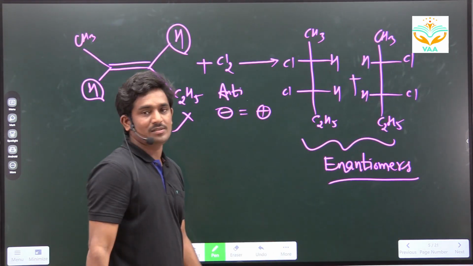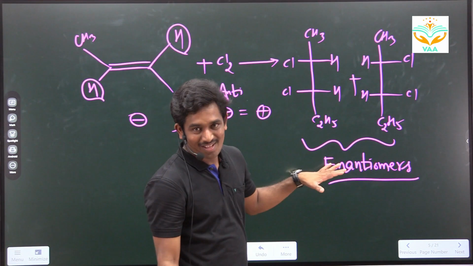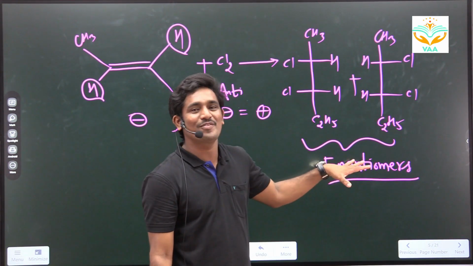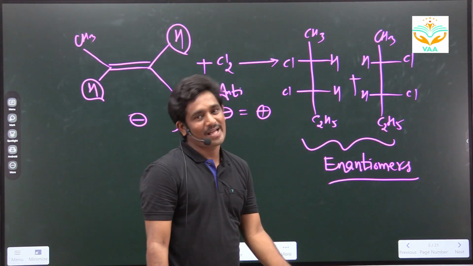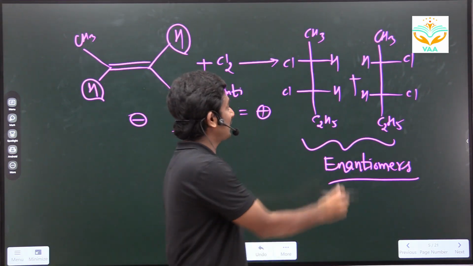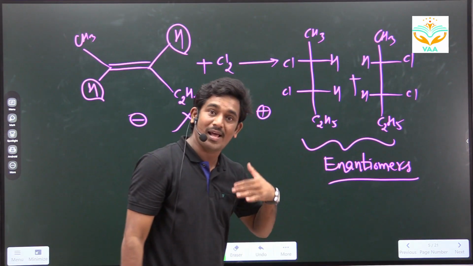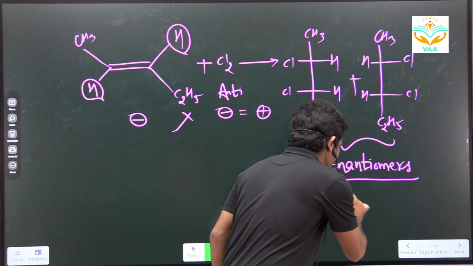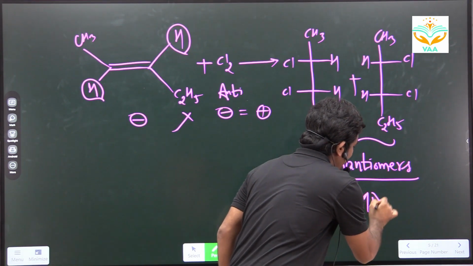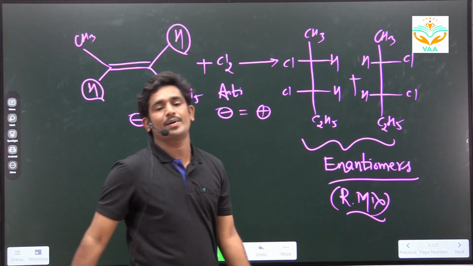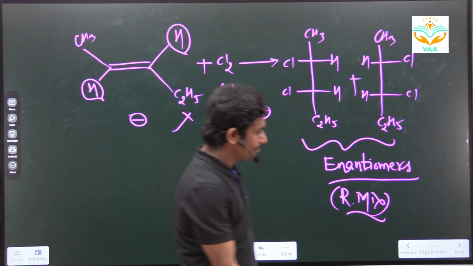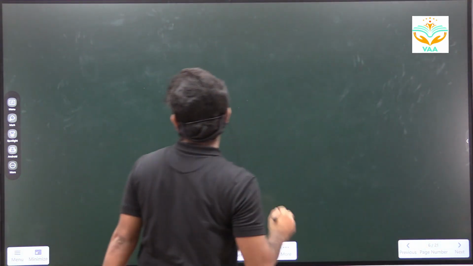Why they are enantiomers? You don't know, na? So don't worry. This we will study in stereoisomerism. Okay? Right. So equal amounts of these enantiomers is called a racemic mixture. Okay? Right. Take one more example.